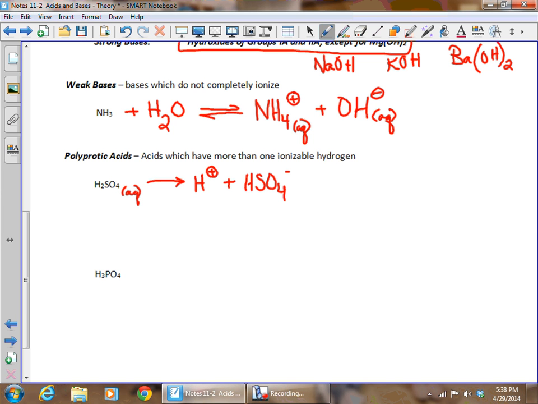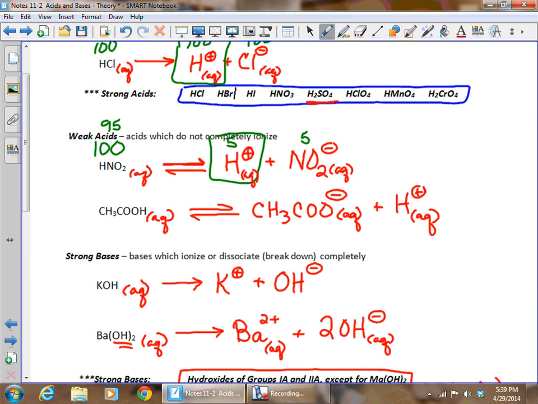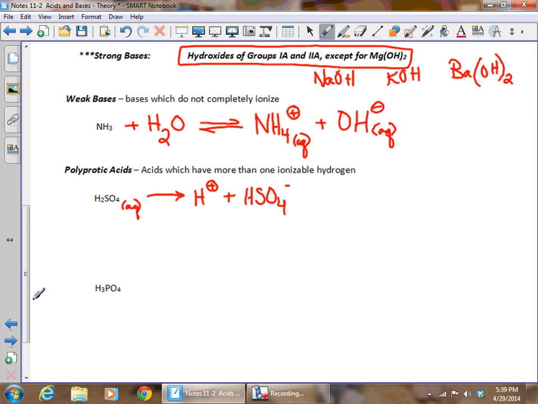Do we have hydrogens left in there? Yes, we do. There's an H still left with the HSO4, so we're going to keep reacting. Now, is HSO4 minus one of our strong acids up here in our list at the top? And we look, no, it's not. There aren't any ions that are strong acids or bases. So what kind of arrow are we going to use? Yes, our weak arrow or equilibrium arrow.